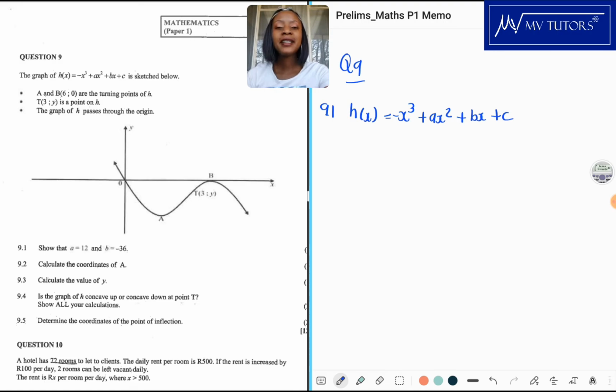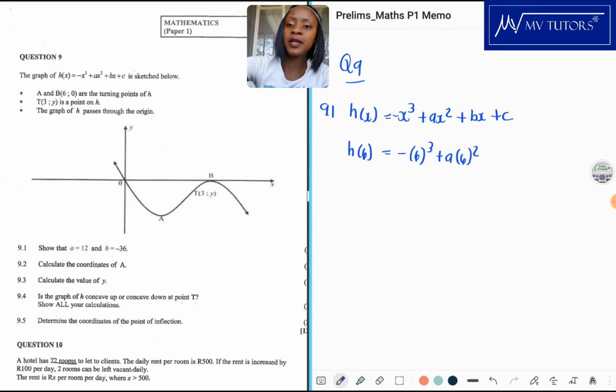Okay, we have 2 points that we know of. We have a point at the origin, which gives us c is equal to 0. I guess it helps. We know the y-intercept, c is equal to 0. And then we have another point that they gave us, which is b. We're not going to use t because we don't know what y is, so I'm going to use b as a point. So we have h where x is 6, so negative 6 to the power 3 plus a 6 squared plus b 6 plus 0.